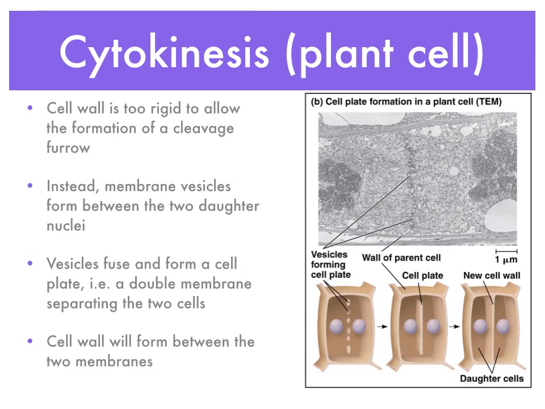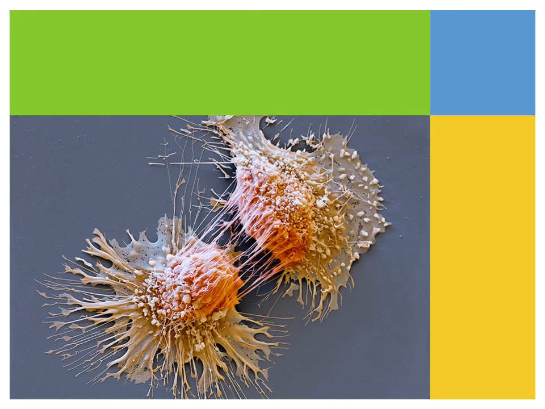In plant cells, things are slightly different because the cell wall is too rigid to be pulled by a cytoskeletal ring. So instead, vesicles made of a membrane very similar to the plasma membrane will form in the middle, in the plane between the two nuclei. These vesicles will fuse together to form a full plate that will eventually close the two compartments. At the end, a new cell wall will be formed between the two membranes of the two daughter cells. So this closes the chapter on cell division.